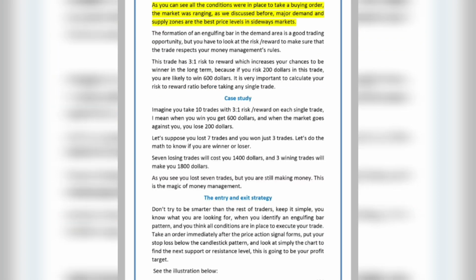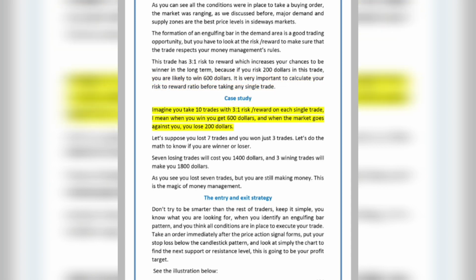As you can see, all the conditions were in place to take a buying order. The market was ranging, as we discussed before. Major demand and supply zones are the best price levels in sideways markets. The formation of an engulfing bar in the demand area is a good trading opportunity, but you have to look at the risk-reward to make sure that the trade respects your money management's rules. This trade has 3:1 risk to reward, which increases your chances to be winner in the long term, because if you risk $200 in this trade, you are likely to win $600. It is very important to calculate your risk to reward ratio before taking any single trade.